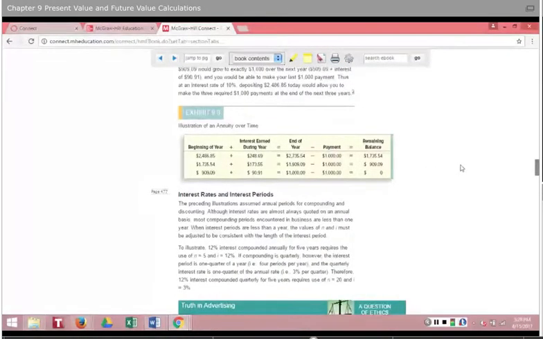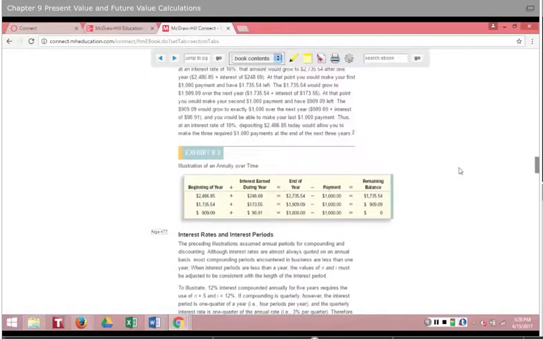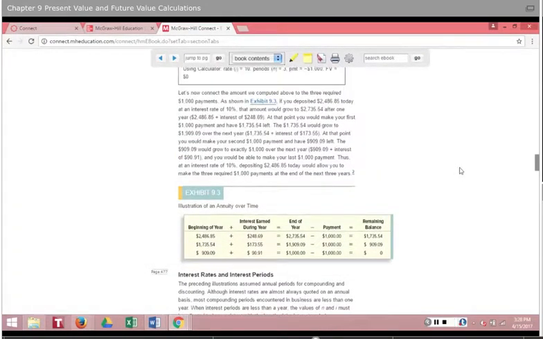So in this example, they give you an illustration of an annuity over time. So let's take a look. As shown in Exhibit 9.3 down here, if you deposit $2,486.85 today at an interest rate of 10%, that amount would grow to $2,735.54 after the first year, because we would earn interest of 10% on that amount. So then the balance would increase to the $2,735.54.